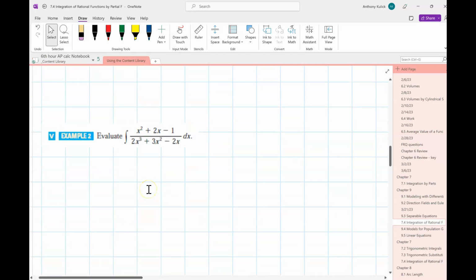If I look at example 2, though, I can't do the same thing here because the degree of the numerator is less than the degree of the denominator. So I know there's no polynomial division to be had. This one I have to do a partial fraction decomposition to be able to do this. So I'm going to begin by factoring the denominator. What do you notice that I can do there?